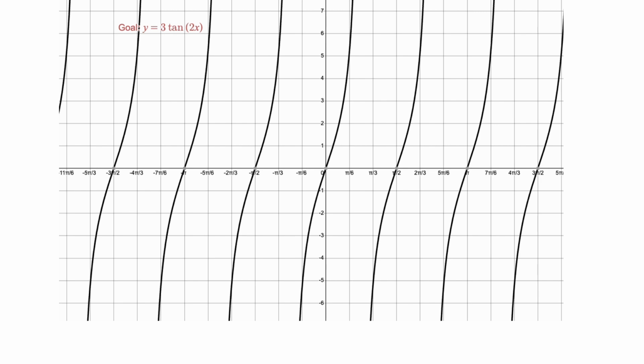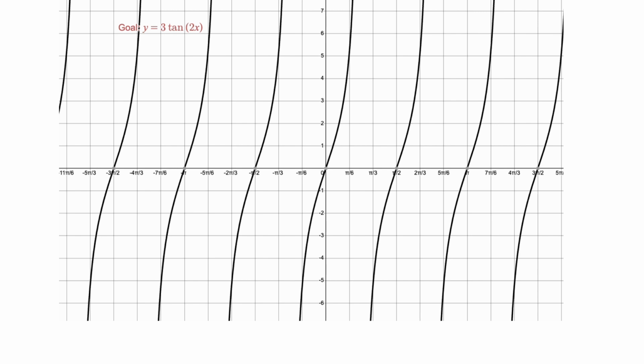It stretches so much that it doesn't even look like an S anymore. It just looks almost linear, but not quite. I mean, not really linear, but it lost its S shape. So those are the transformations applied to get to that graph.